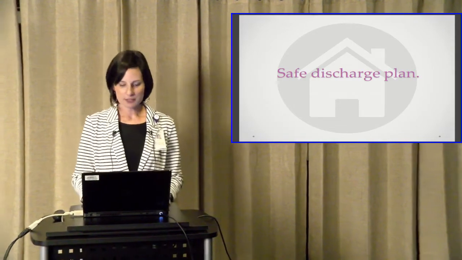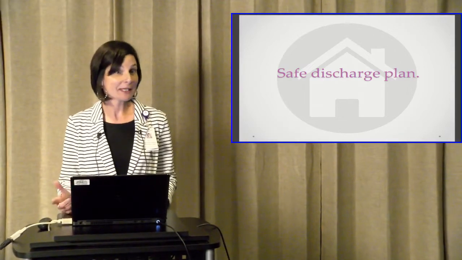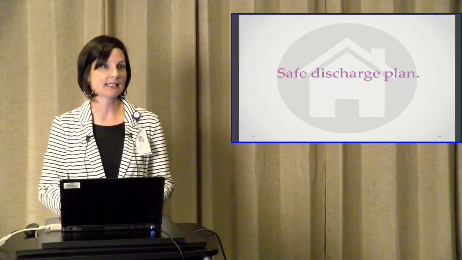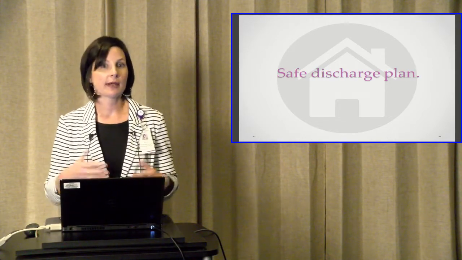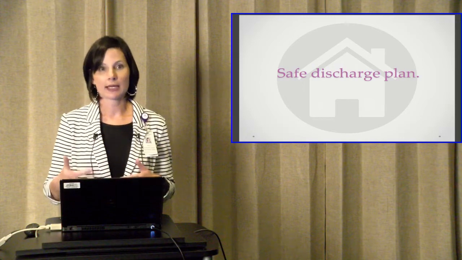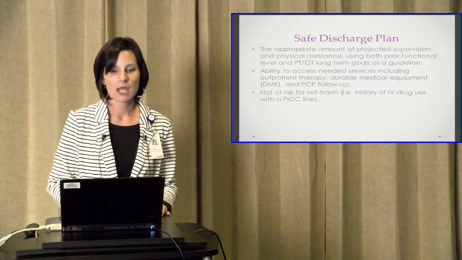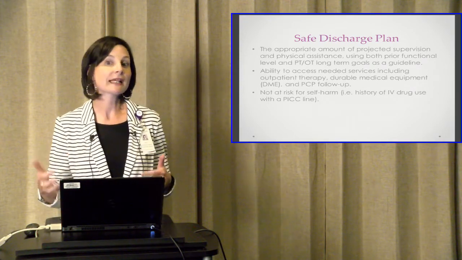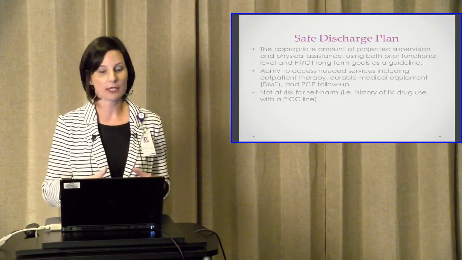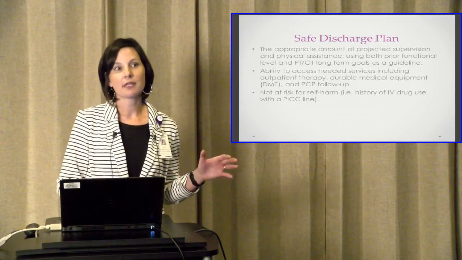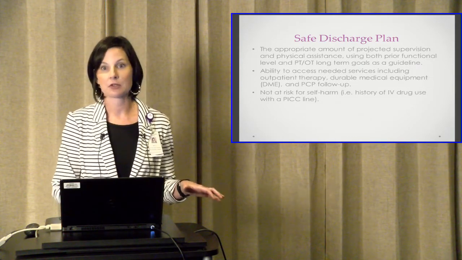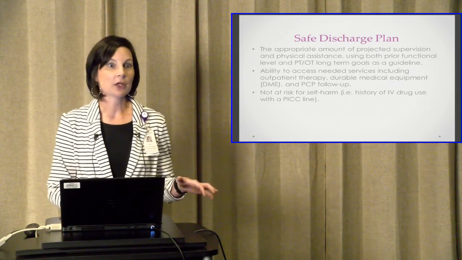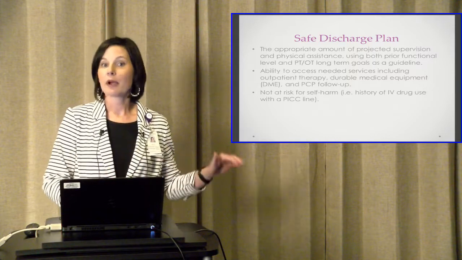All right, so once we've determined that a patient meets criteria to come to inpatient rehab from the medical and functional standpoint, the next thing that we're going to look at is a safe discharge plan. And this is really where, as a clinical liaison, I come into play. We look at the appropriate amount of projected supervision, what we're expecting patients to do on discharge from rehab. We use a lot of the notes from the acute care physical therapy and occupational therapy. They're setting long-term goals based on a patient's diagnosis, current level of function, and prior level of function.